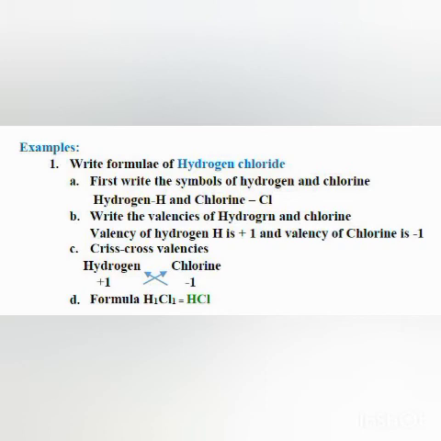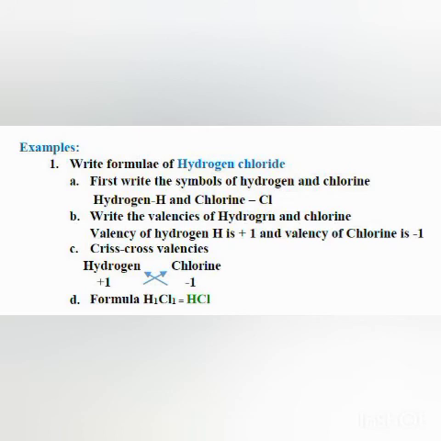For example, you can see H1 I have written. This 1 is actually the valency of chlorine. Then I have written Cl1. This 1 is the valency of hydrogen. But generally we don't write 1, so we will write HCl. So the formula of hydrogen chloride is HCl.